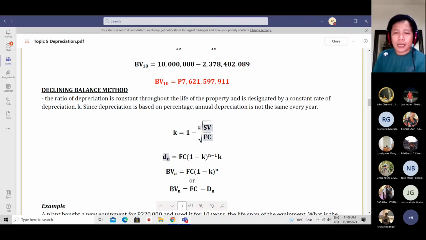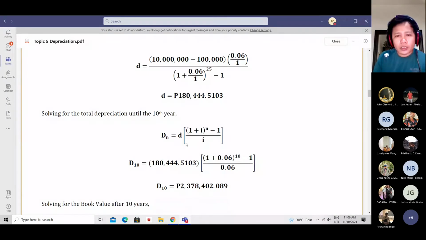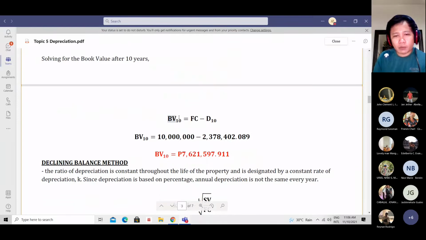Or, again, even though your direct formula for book value regarding declining balance method does not anymore need a total depreciated amount, but this formula can still be used. Okay, this formula can still be used. Instead, okay, if you can recall for sinking fund method and straight line method, you have to solve first for the total depreciation amount before you can solve for the book value.